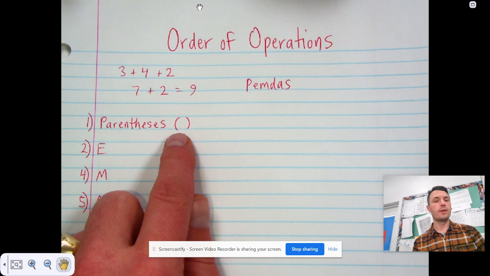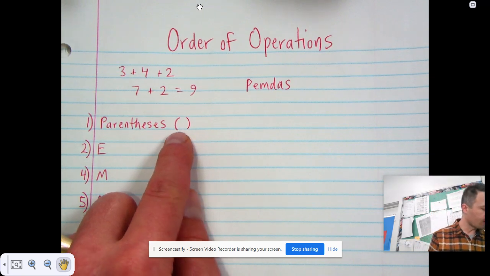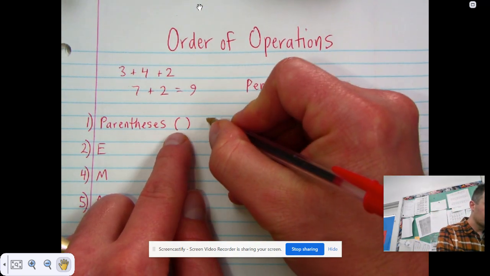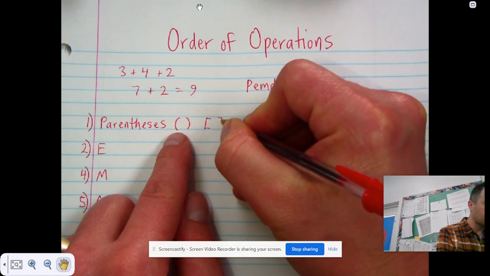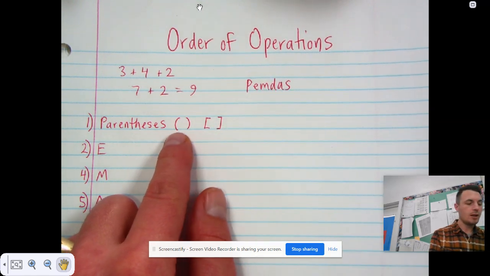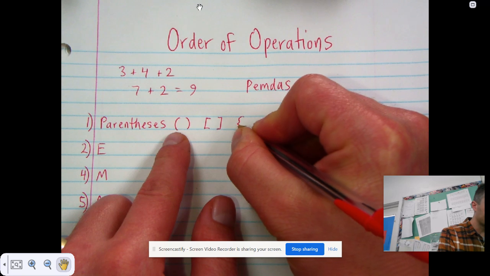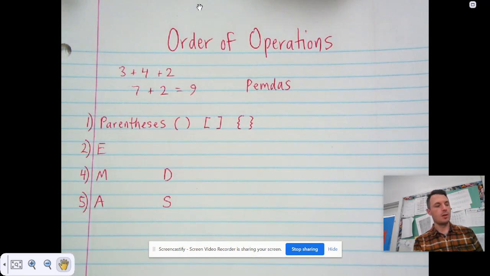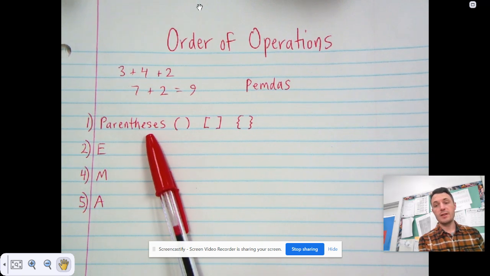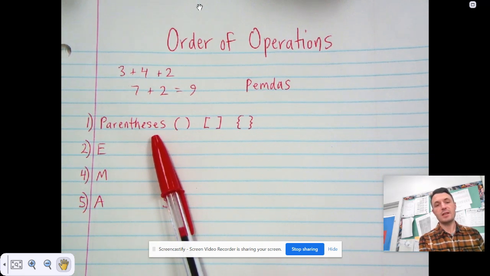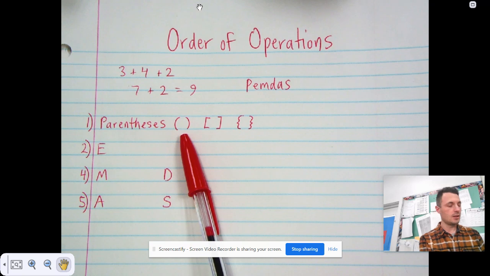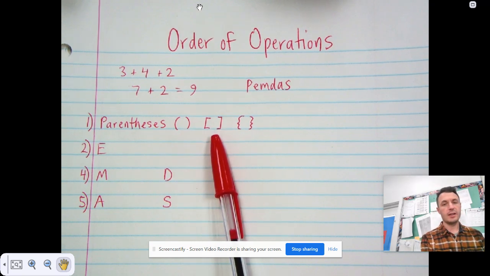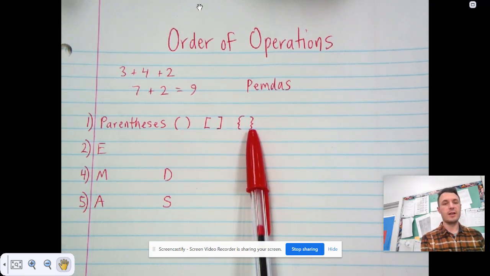We do whatever is inside regular parentheses first. Then we do what's inside brackets. They look like this. And then we do what's inside braces. They look like this. Okay? That step of parentheses is first, but it's actually 3 steps. Do whatever is in parentheses, then whatever is inside brackets, then whatever is inside braces.